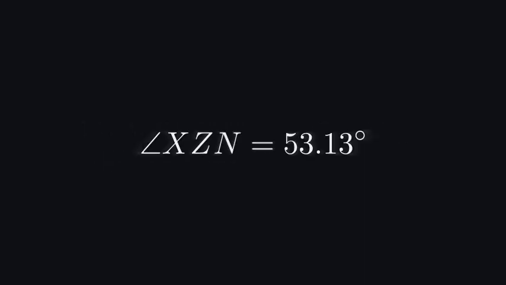Now notice carefully that Y, N, and Z lie on the same straight line. Therefore, the angle between ZX and ZN is the same as the angle between ZX and ZY. So, angle XZN equals 53.13 degrees.